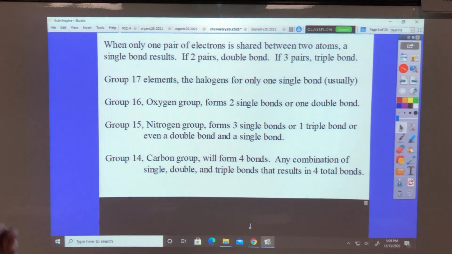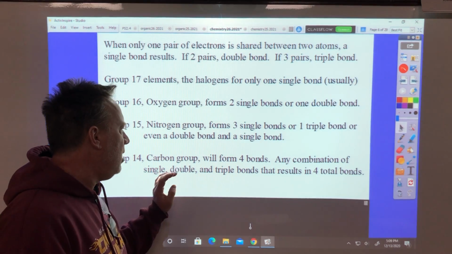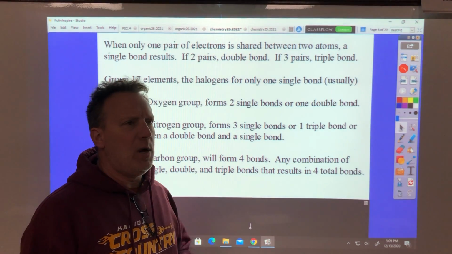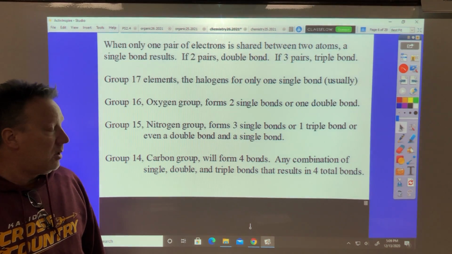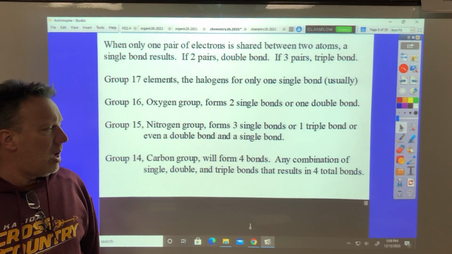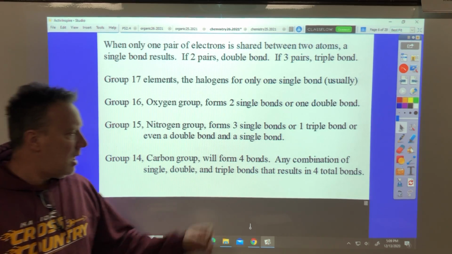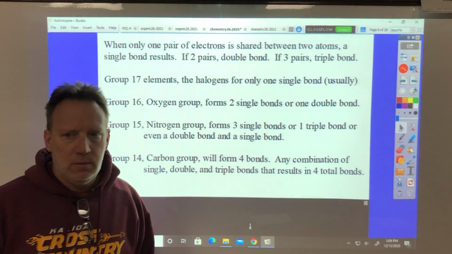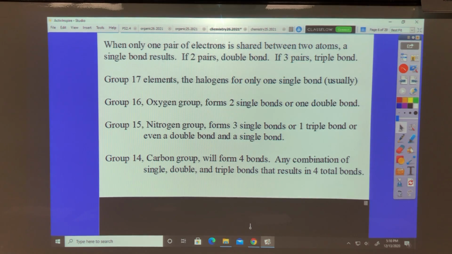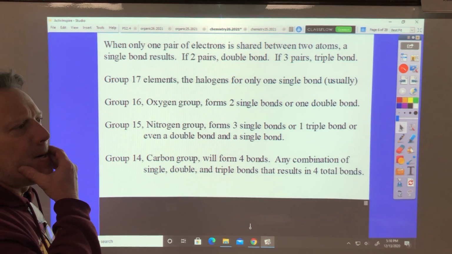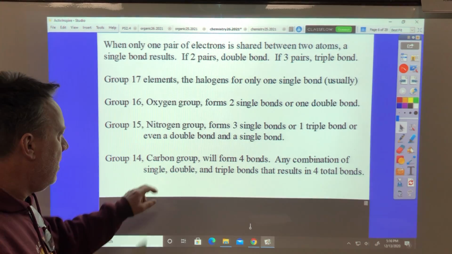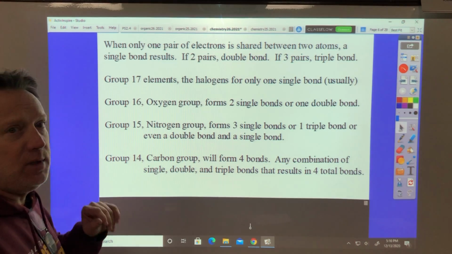Carbon forms 4 bonds. You can have any combination of single, double, triple bonds and get 4 bonds. You could have carbon tetrafluoride, which has 4 single bonds. Carbon dioxide has 2 double bonds. Hydrogen cyanide has a triple bond and a single bond. Formaldehyde on the carbon has a double bond and 2 single bonds.